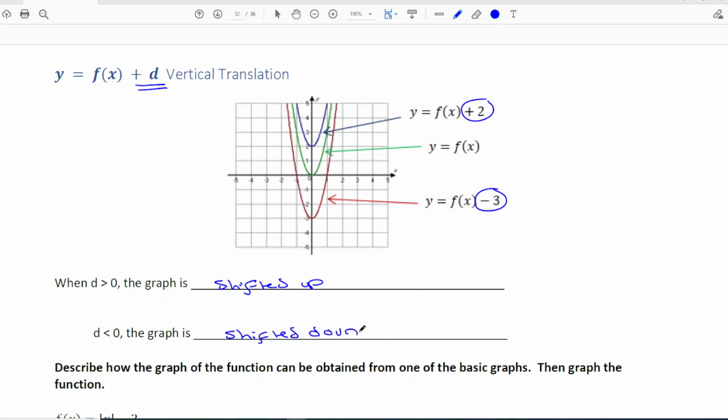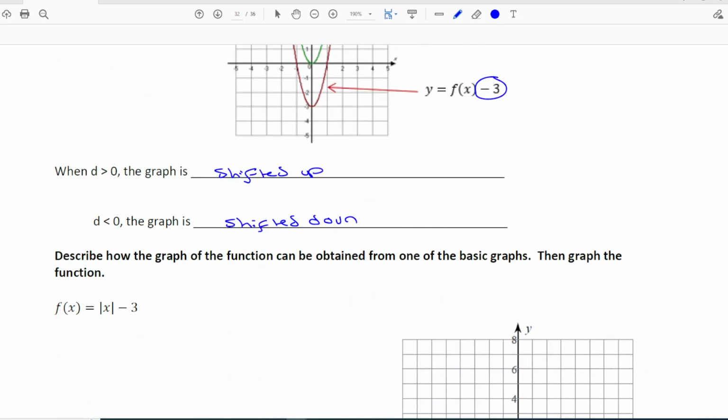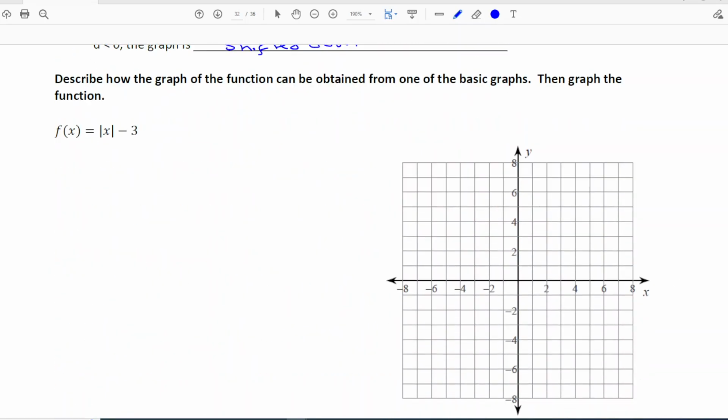Yay, y values. So first thing I'm going to do is describe how the graph of the function can be obtained from one of the basic graphs and graph the function. So for this one, we're going to start with y is equal to the absolute value of x, which hopefully you guys are good at now. You've got negative 2, negative 1, 0, 1, 2, which gives you 2, 1, 0, 1, 2. So it's that V-shaped graph.